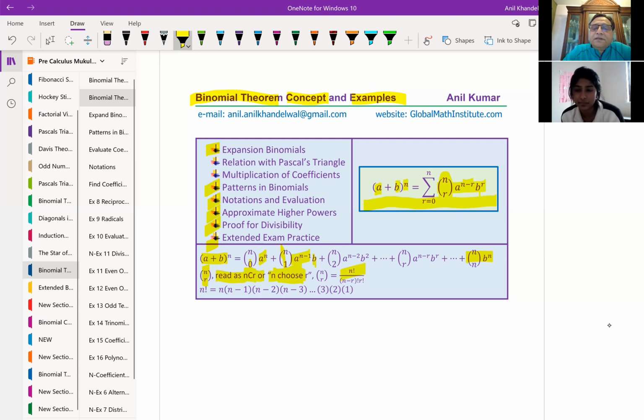And the direct answer is n factorial over (n minus r) factorial times r factorial. Now let's also understand what this factorial notation is. n factorial really means the product of natural numbers from 1 to n. We could write this as n times (n minus 1) times (n minus 2) times (n minus 3) till 1. Correct?